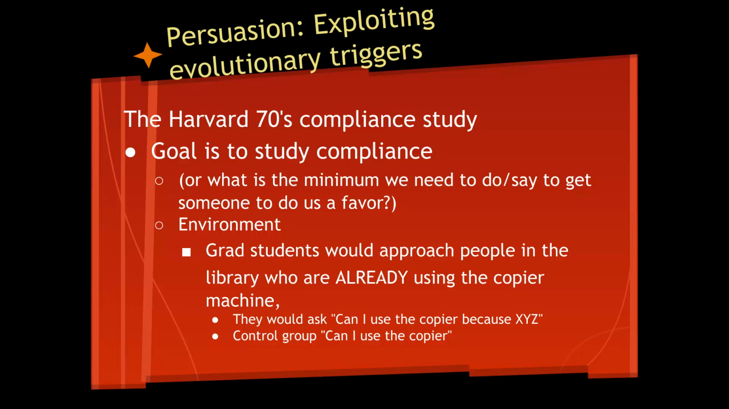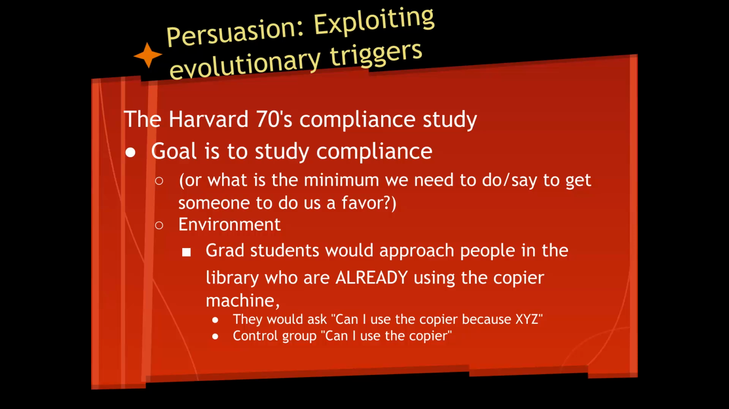So, coming away from that tangent, a really good starting point for this discussion is an awesomely scientific study on lameness and compliance from Harvard in the 70s. The goal of the study was to figure out what is the minimum we need to do statistically to get someone else to do us a favor.